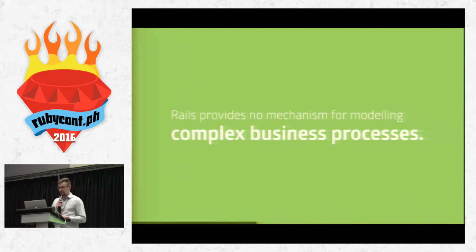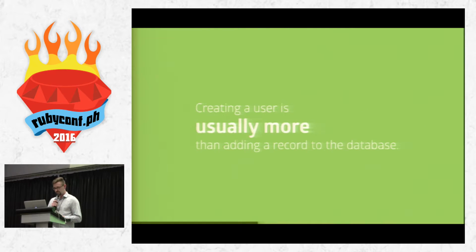And I want to talk about how you can model complex business processes in a Rails application. As an example, I just want to use the use case of creating a user. Creating a user is really more than adding just a record to the database, because we might need to fire off emails, we might have to start an onboarding process. So there's usually an entire story behind what it means to create a user, or rather what it means for a user to sign up on your platform.